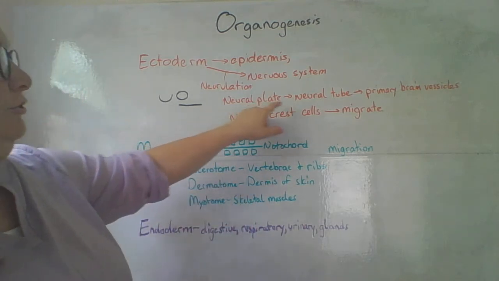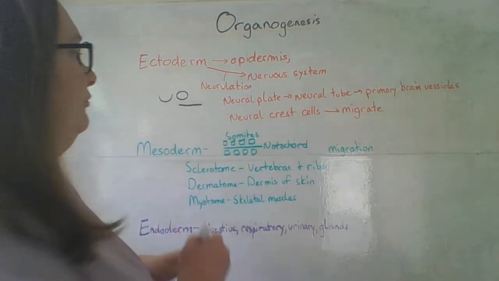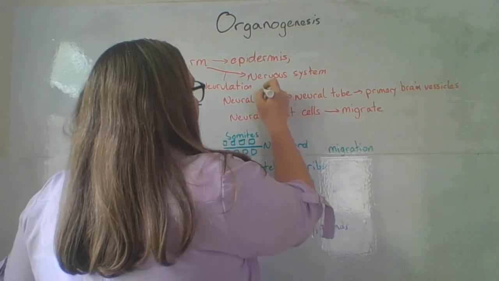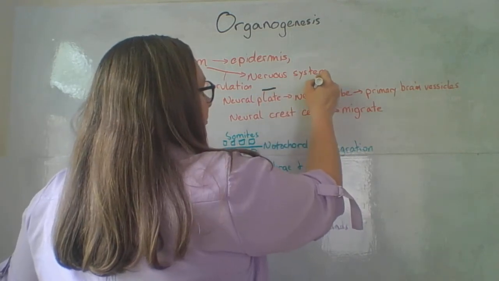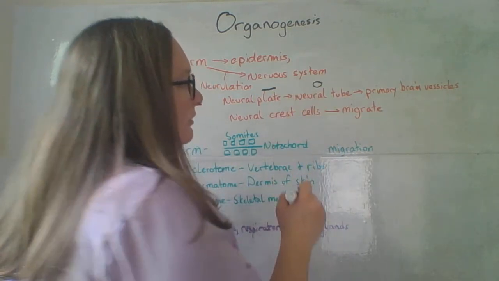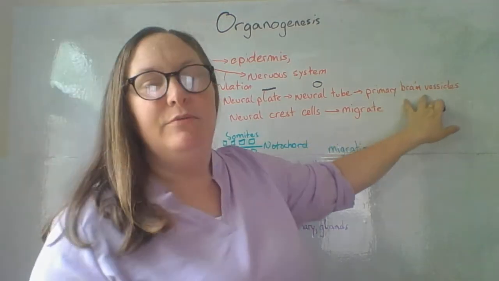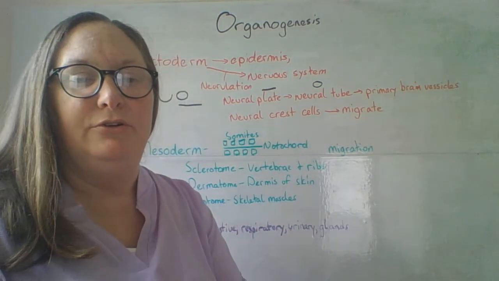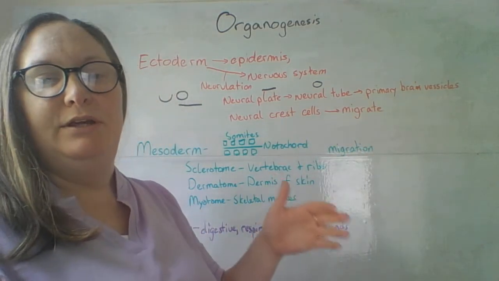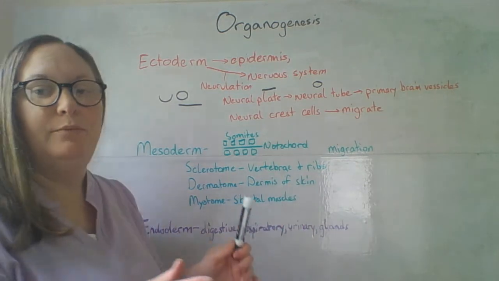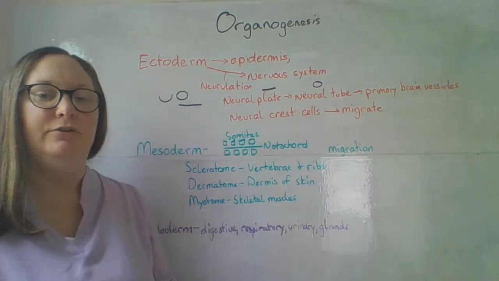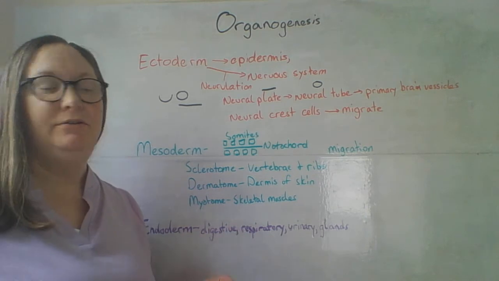All right, so we have the neural plate. We're going to form the neural tube. Oh, let's draw it over here. Neural plate, neural tube, and you're going to form the primary brain vesicles from that neural tube. The forebrain, the midbrain, the hindbrain that we talked about way back in chapter 12 in 141.